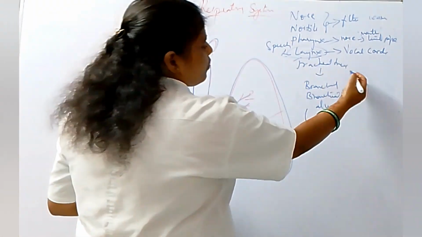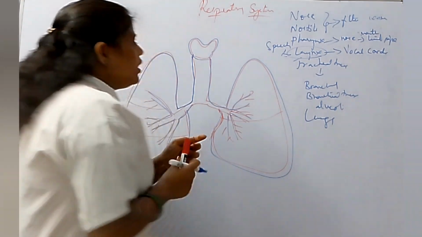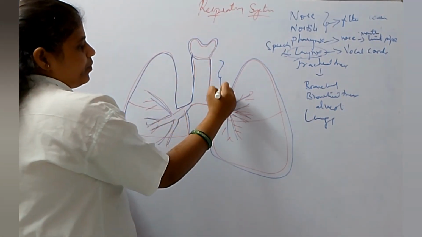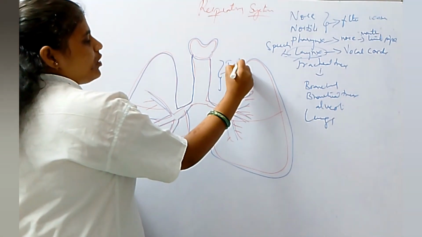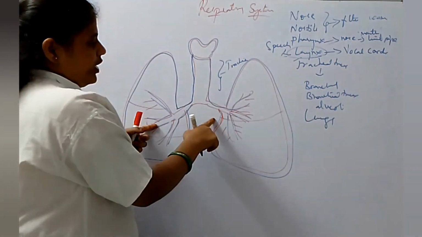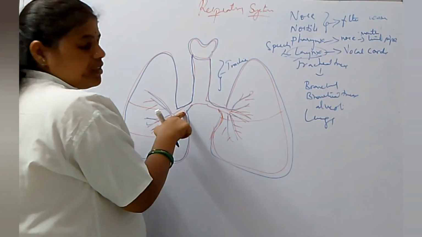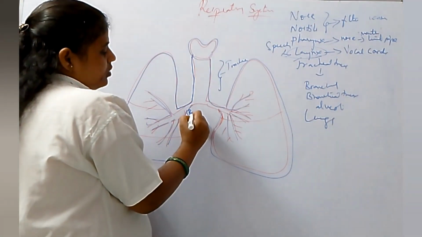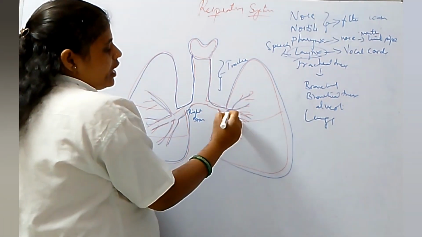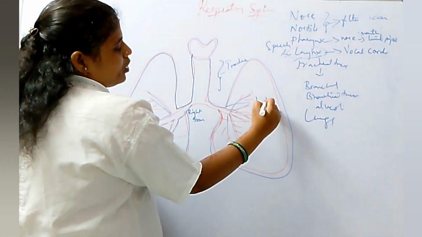Tracheal tree. Here is the thyroid gland. This is the trachea. The trachea bifurcates into a right and a left bronchus. This is the right bronchus, and this is the left bronchus.